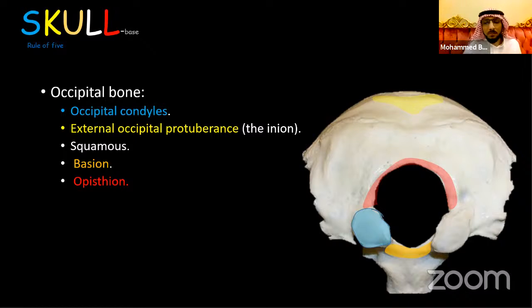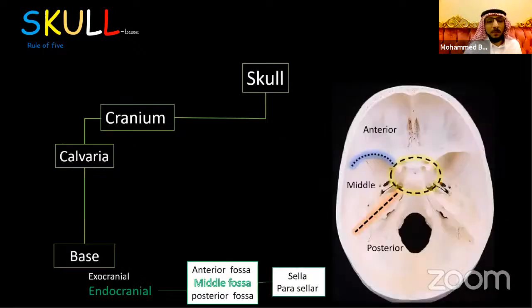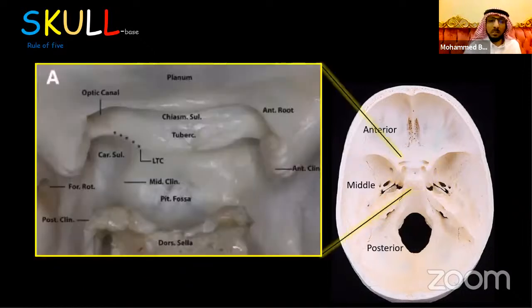The occipital bone is also important for people to understand, as common approaches to the skull base go through this area, either suboccipital or retrosigmoid approaches. And now, an extremely complex and very interesting area, which is the sellar area, where it can be attacked through a transcranial approach versus transnasal approaches.